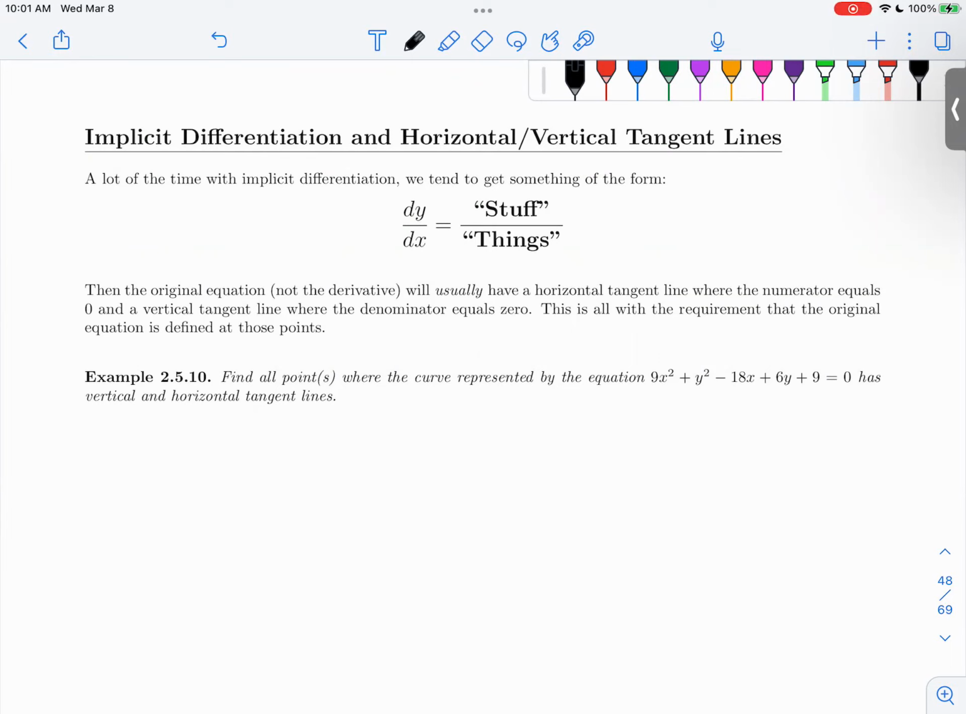Sometimes it's not, but typically speaking, and you'll notice this with implicit differentiation, when you do a bunch of these problems, you typically get stuff over things or things over stuff. It doesn't matter, you get a fraction. That's typically the answer. And so to find out where you have horizontal tangent lines, you set the stuff equal to 0. So stuff equal to 0 implies a horizontal tangent line, whereas if you have things equal to 0, that will give you the vertical tangent lines.